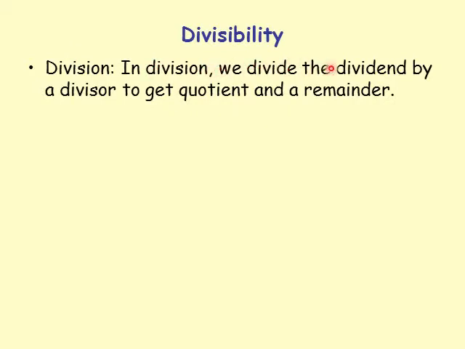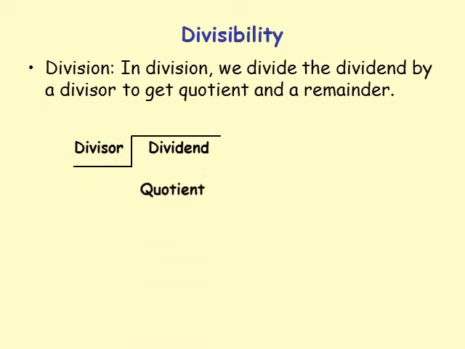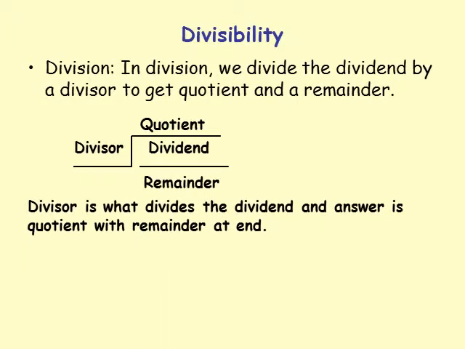In division we divide the dividend by a divisor to get a quotient and a remainder. Okay, let's see how the problem looks. We have a dividend, we divide the dividend by the divisor to get a quotient and a remainder. The divisor is what divides the dividend, and the answer is the quotient with the remainder at the end.